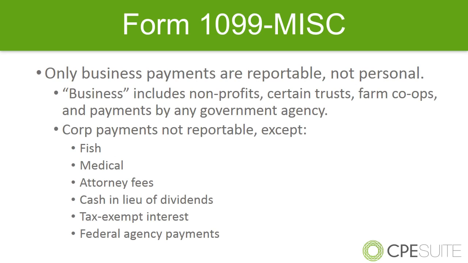Medical payments. If my business directly pays, for example, for the dental work for an employee, then the business has to issue a 1099 to the dental office for those payments. Attorney fees. If my business pays more than $600 in attorney's fees, I've got to issue a 1099 miscellaneous to the attorney. Cash in lieu of dividends, tax-exempt interest, and federal agency payments also fall under this rule, as we talked about earlier.